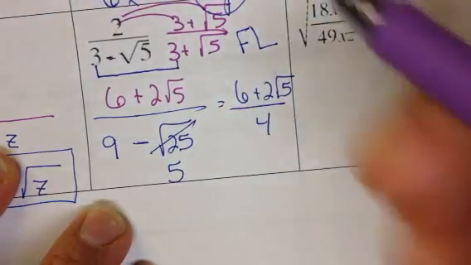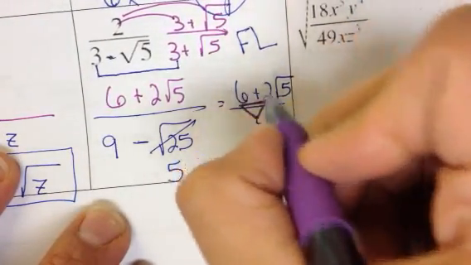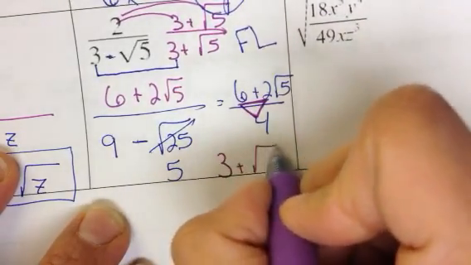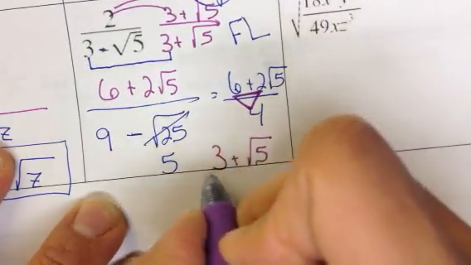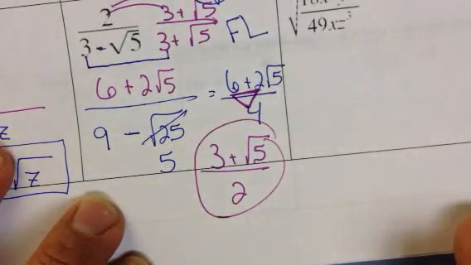This is a great answer if you left it like this, but if you see this triangle that you can take a 2 out of, and divide that by 2, you get 3, divide that by 2, you just have the square root of 5, and divide that by 2, and you have 2. So this is the better answer, but that one will be accepted.